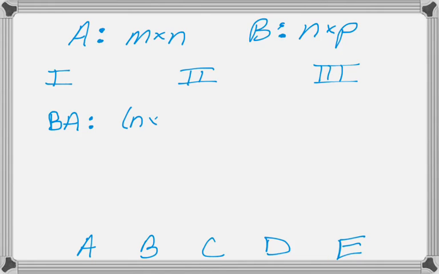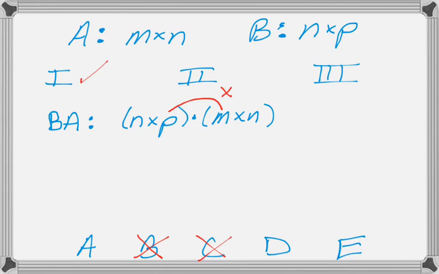B times A, I'm going to be doing an n by p times an m by n. So the only way you can multiply matrices is if those two middle numbers are the same, so these numbers, they're not the same, which means that this product doesn't exist, which means that number 1 is actually true, because number 1 says the product does not exist. So number 1 is true, so I'm going to cross out anything that doesn't involve number 1, so that's going to be B and C are gone. So B and C are no longer options. So let's move on and see what we get here.